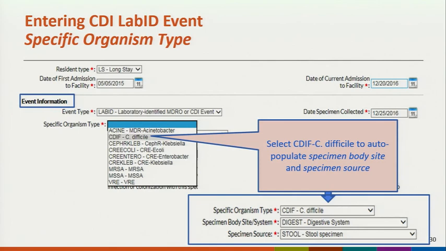The first being the specific organism type. Since we are reporting C. difficile, you will select C. difficile, and when you do that, the next box will auto-populate for you with the specimen body site, which is the digestive system, and the specimen source, which is a stool specimen.